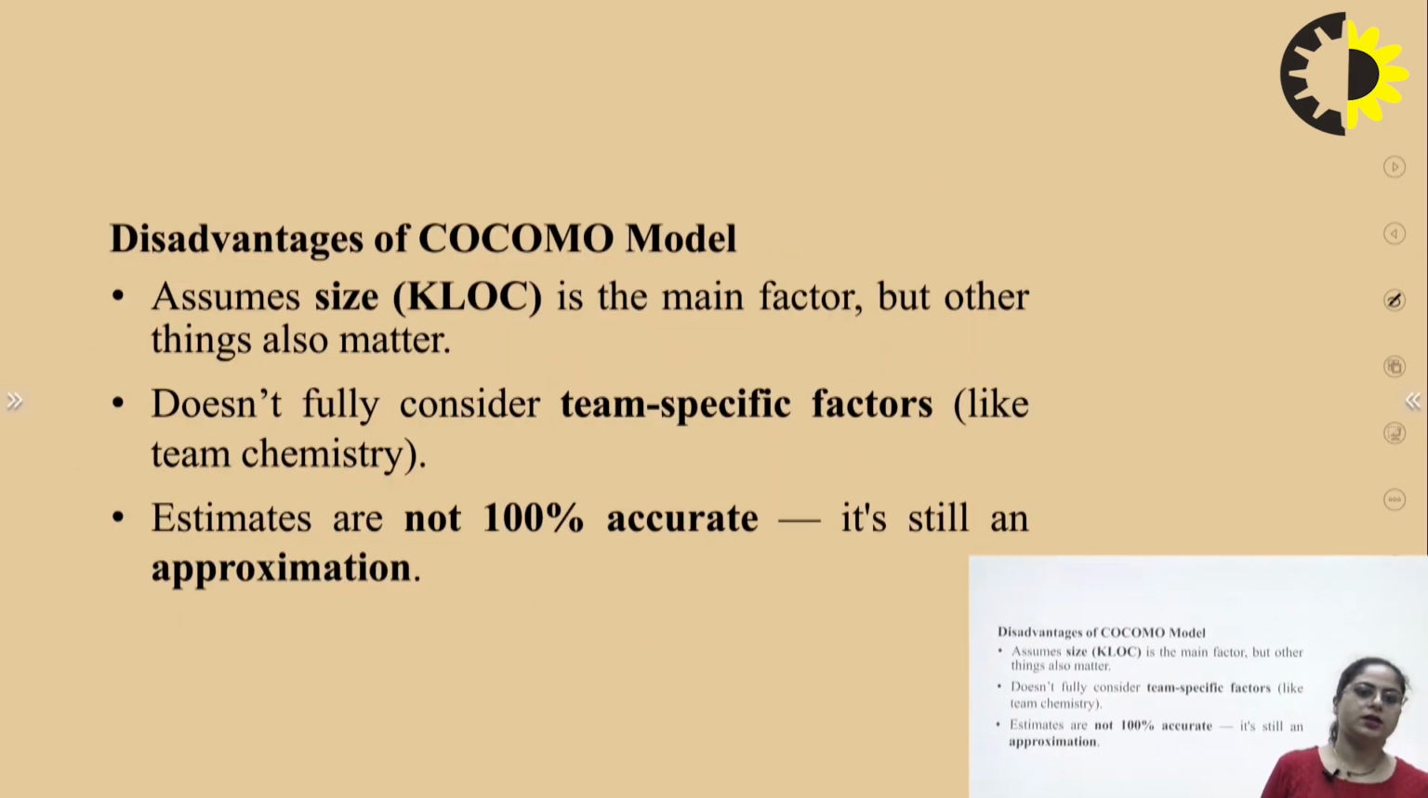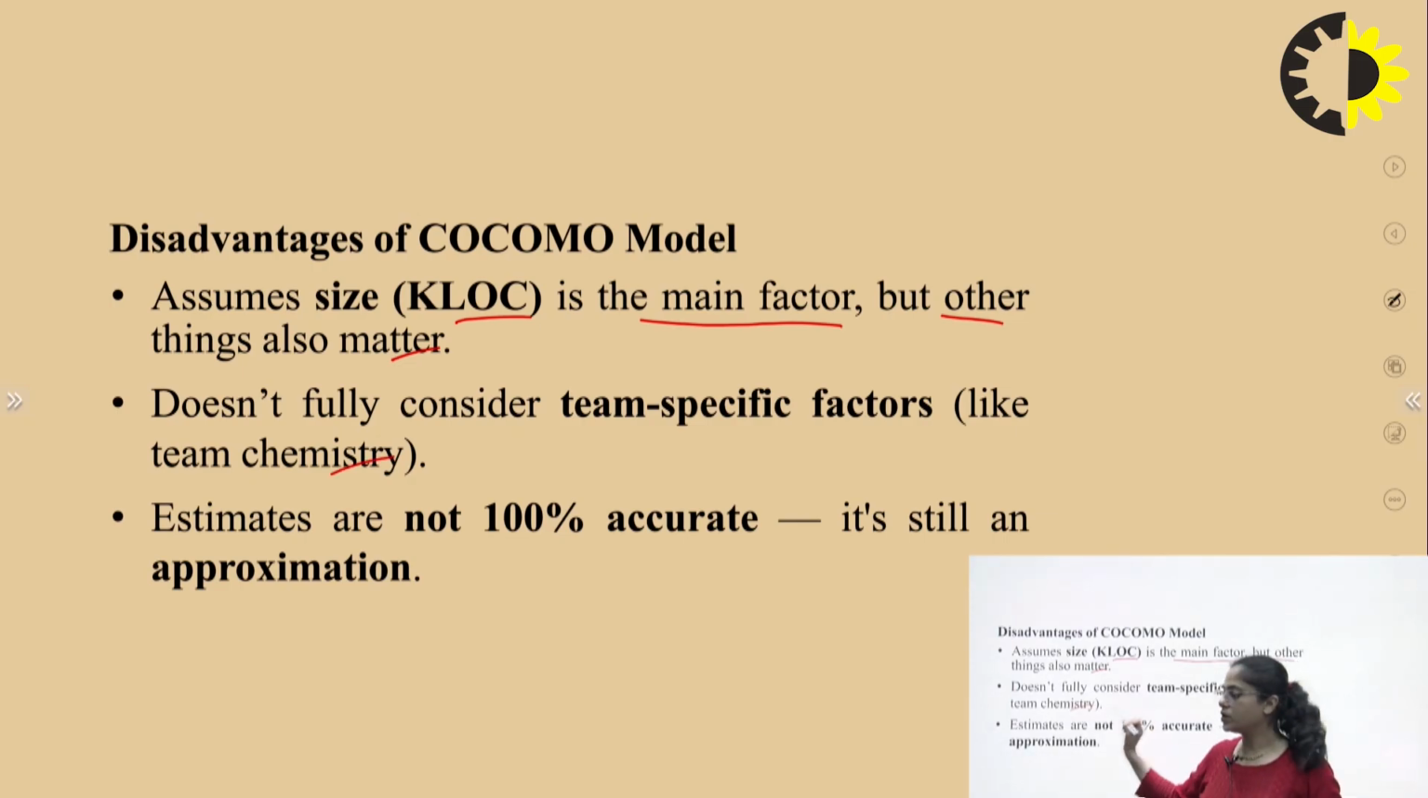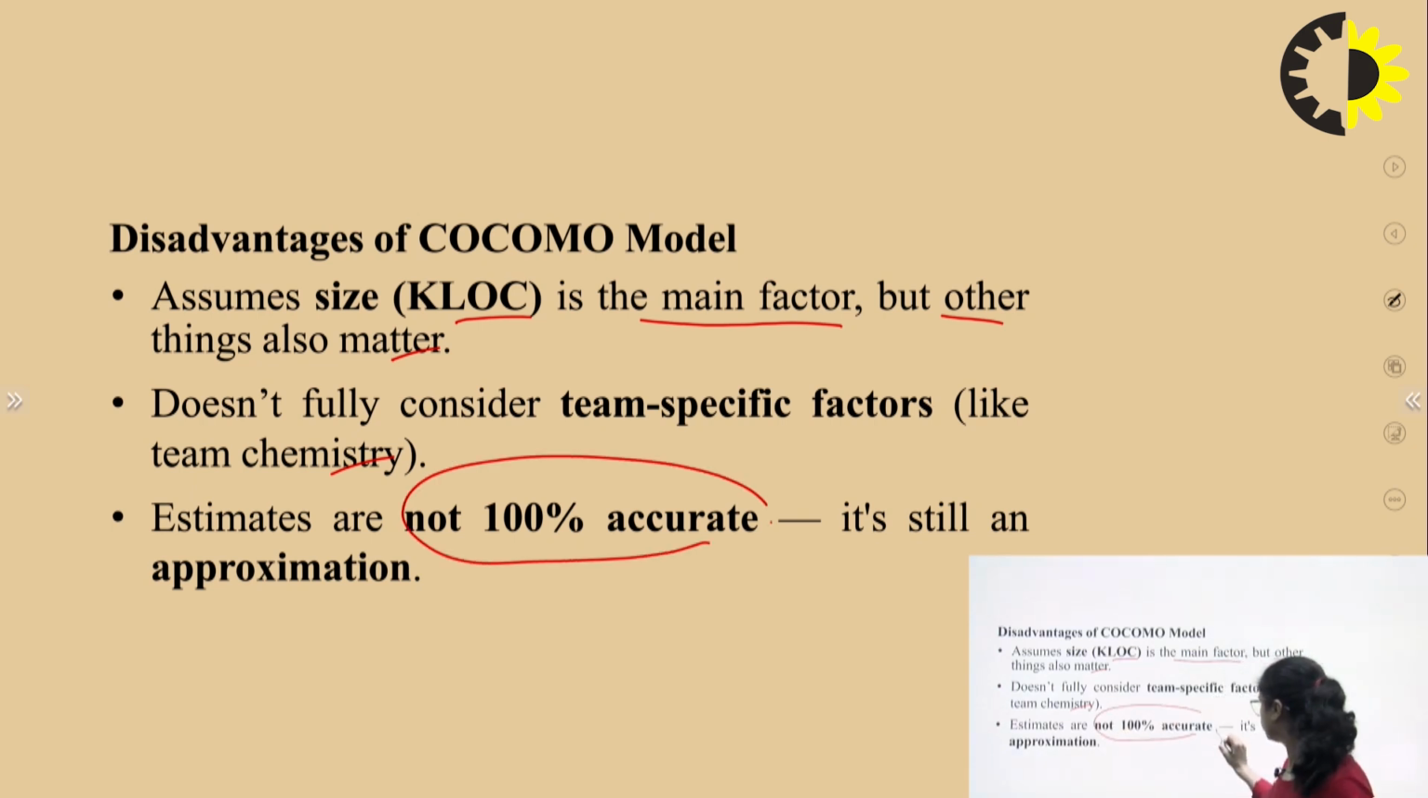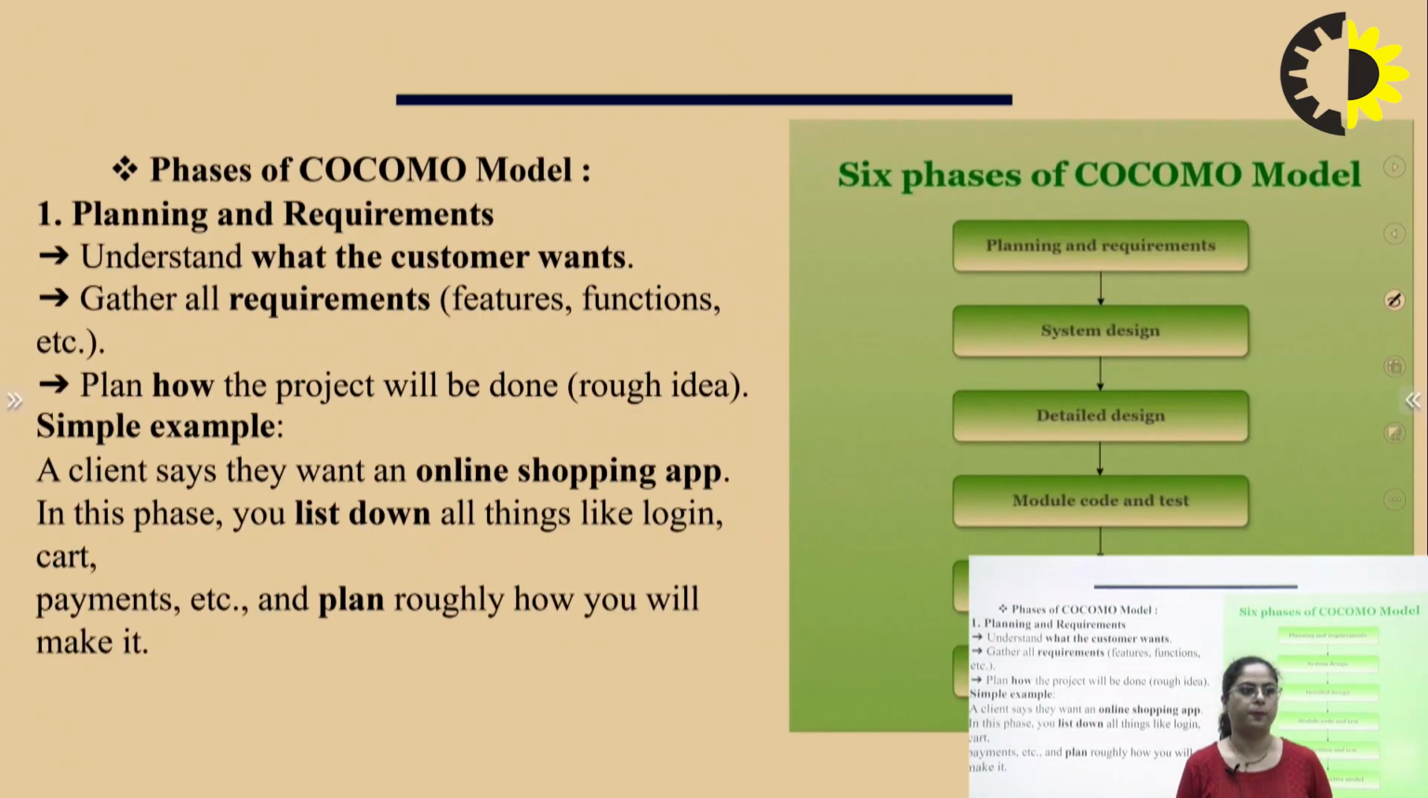Disadvantages: if there are advantages, there are also disadvantages. It assumes size is the main factor, but other things also matter. It doesn't fully consider team-specific factors like team chemistry, and estimates are not 100% accurate. With the help of the COCOMO model, we estimate the effort, time, and how many persons will be required, but it is not 100% exact. It is still an approximation.